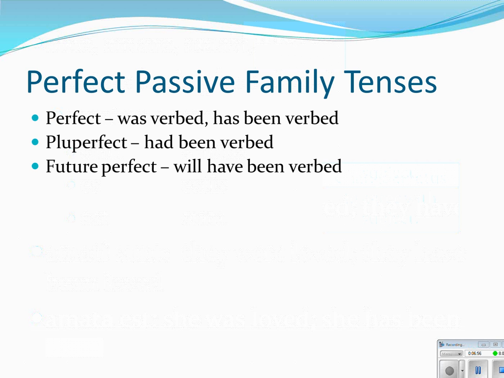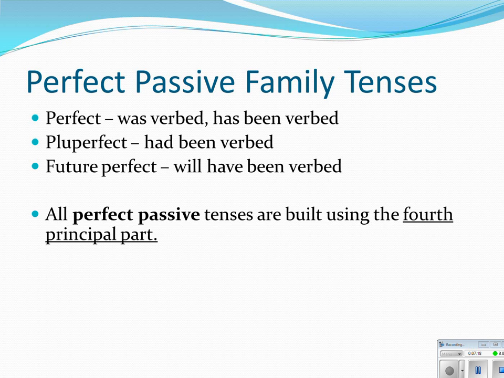The perfect passive family is that same group of perfect tenses. For the passive, the perfect is was verbed or has been verbed. The pluperfect is had been verbed. And the future perfect is will have been verbed. All of these tenses are built in the same way. They use the fourth principal part plus a form of esse. You tell the difference between them by what form of esse you use.